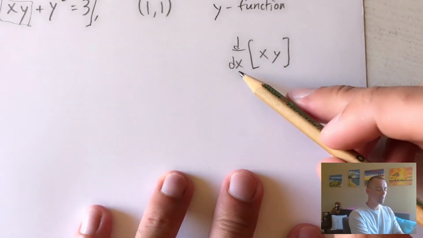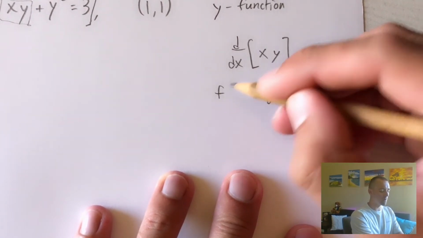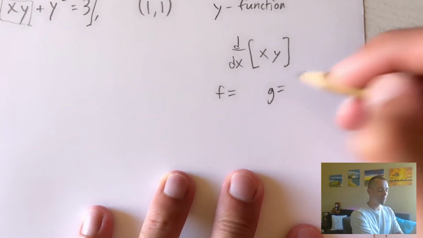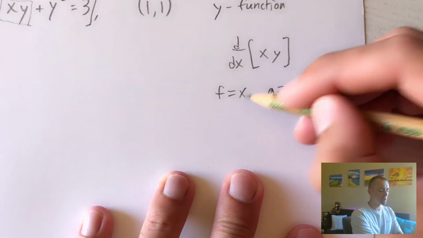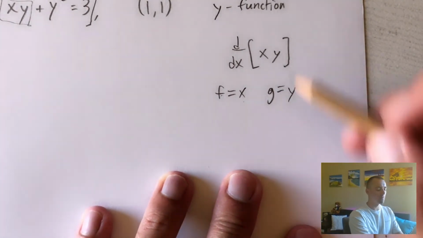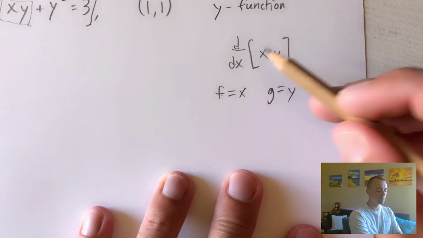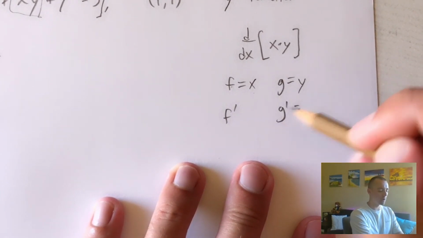If we're taking the derivative with respect to x of x times y, the product rule says that we first want to figure out which function we're going to call f and which we're going to call g. Let's say x is f and y is g. It doesn't really matter which one you pick. You're just going to pick x for one and y for the other. And then you want to figure out f prime and g prime.